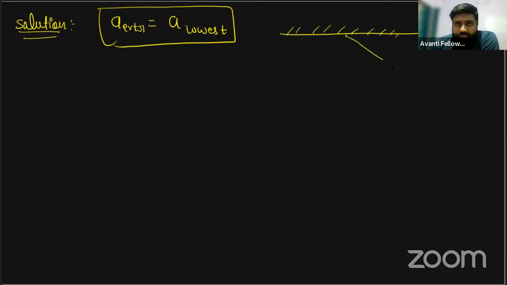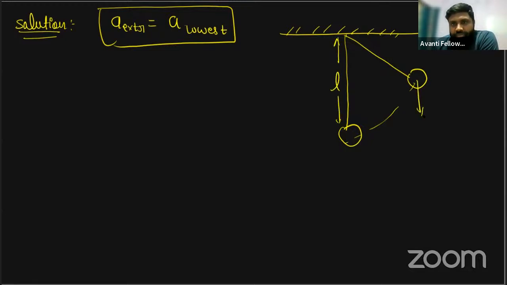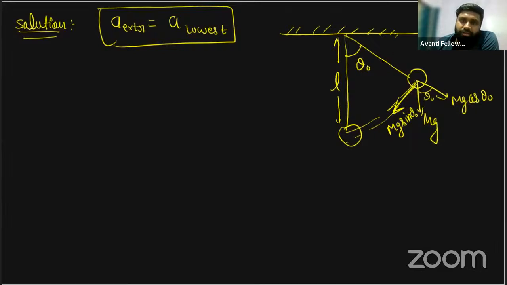Now this is the bob in both the situations. This length is L, mass is M, so mg. This is the angular amplitude theta naught at extreme position. So this will be theta naught. So this component will be mg cos theta naught, and this component along the tangent to this circular path is mg sin theta naught. There will be a tension in the string here, T.